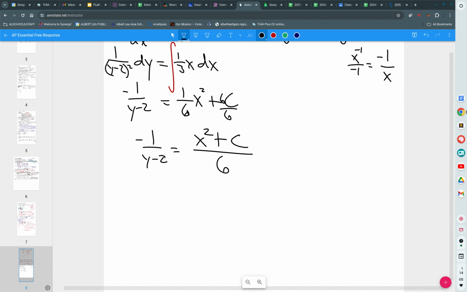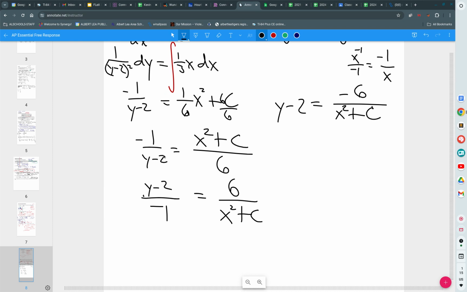And it's now at this point that I can take the reciprocal of both sides. And I get y minus 2 over negative 1 is equal to 6 over x squared plus c. What do you want to do now? Times by negative 1, I have y minus 2 is equal to negative 6 over x squared plus c. And finally, we will go ahead and add that 2. So y is equal to negative 6 over x squared plus a constant plus 2 on the end. That's my general solution for which they will give you credit for.